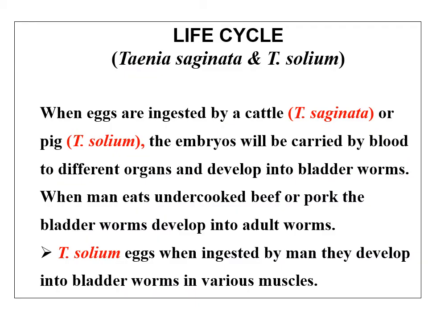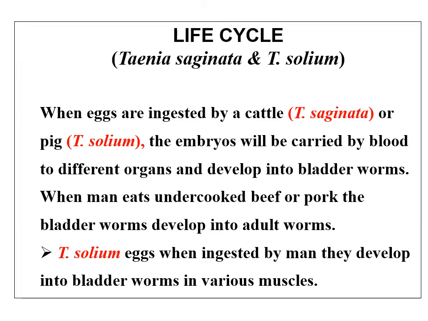What about the life cycle of these two parasites, Taenia saginata, the beef tapeworm, and Taenia solium, the pork tapeworm? Usual infection is by ingestion of an embryonated egg, where there is a small larva inside the egg. So when the eggs are ingested by cattle in the case of Taenia saginata, or by pig in the case of Taenia solium, the eggshell will break in the intestine, and the small embryos will be carried by blood to different organs.